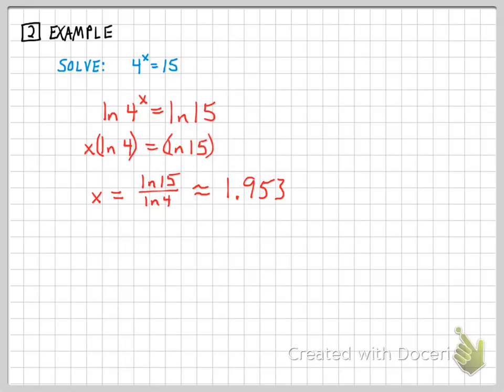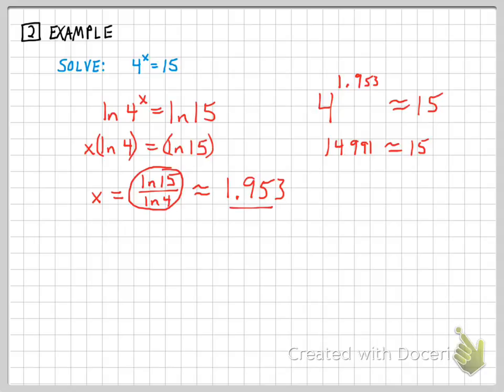When I do my check, it should be the case that 4 to the 1.953 is about 15. And because I rounded my answer, you're not going to get exactly 15. But you could plug it in and check and see that it should be pretty darn close. And so this turns out to be 14.991. And so I get a little bit of error there, but I can see that I've got a pretty good answer. A lot of times you could leave your answer as a logarithm. So that actually is the true answer. And then this answer is an approximation.